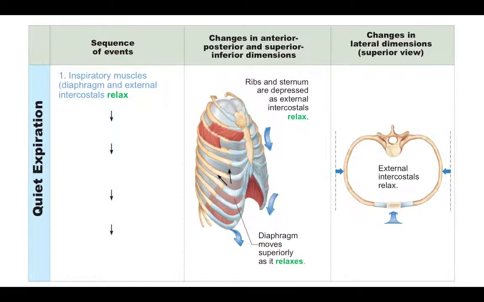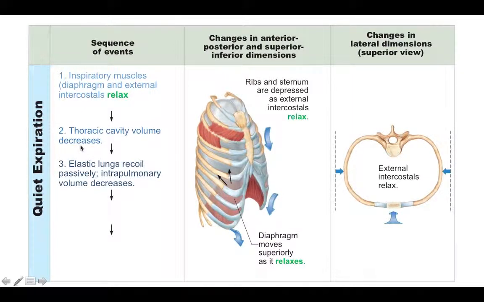Expiration is pretty much just the exact opposite from inspiration. So what we're going to look at here is what we call a quiet expiration. So just a normal expiration, not forcing air out, not like you're blowing out birthday candles or anything like that. This is going to be a totally passive process, so no energy is going to be used for this. Basically, the muscles are just going to relax, so the diaphragm and the external intercostals are going to relax and go back to their original positions. That is going to cause the diaphragm to rise, the ribs are going to drop.